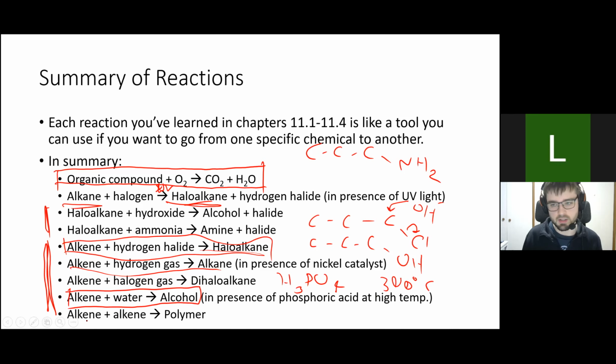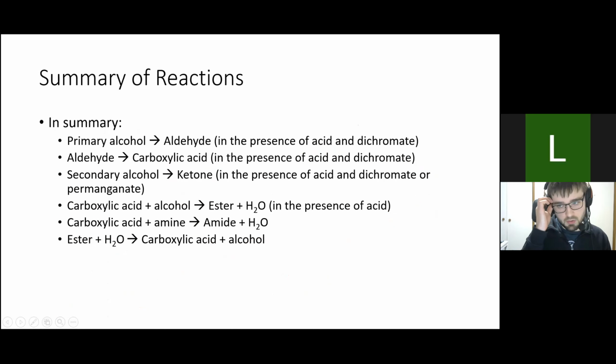We can also add alkenes together to make polymers. We don't really discuss polymers in year 12, but it's a thing that they can do as well. So the main ones here are, you can add a hydrogen halide to get a haloalkane, and you can add water to get an alcohol. You do need to know these ones as well, but the main ones that will come up in a reaction pathway are making the alcohol and the haloalkane. All right, so they're all the ones on alkanes and alkenes.